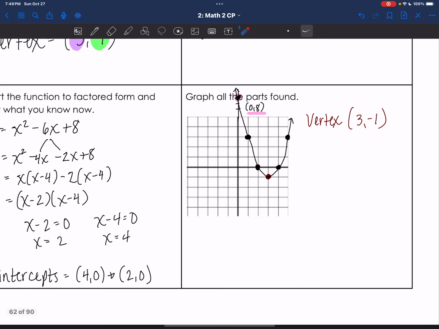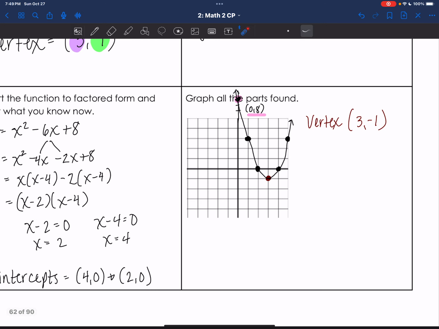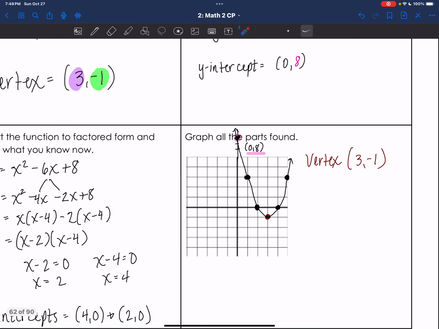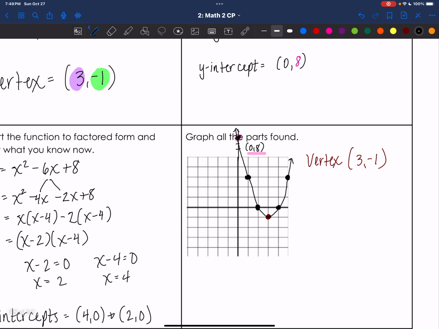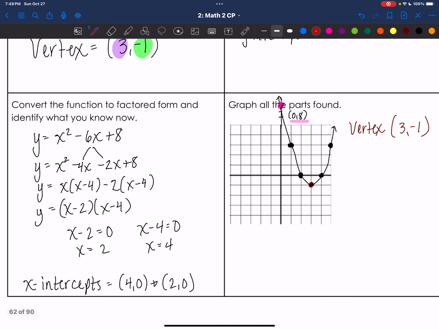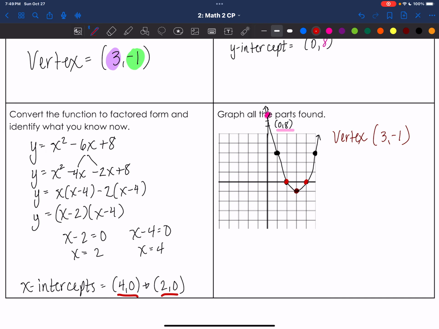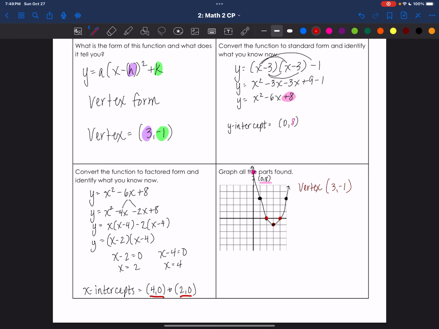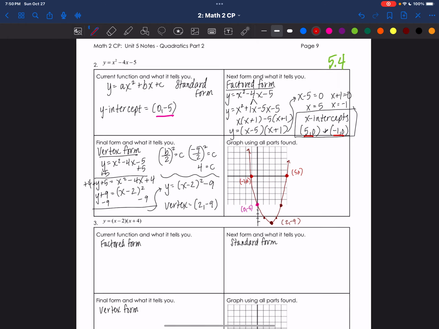And then lastly, you're going to graph all the parts that you found. So we found the vertex, which is right here. We found the y-intercept, which was (0, 8), but unfortunately the graph doesn't go to (0, 8), that's all the way up there. We also found your x-intercepts. Your x-intercepts were those right here. And so now put them all together, and then you can connect the points to make a parabola. So use all the information from before to create that. All right, so now let's go ahead and do another one.